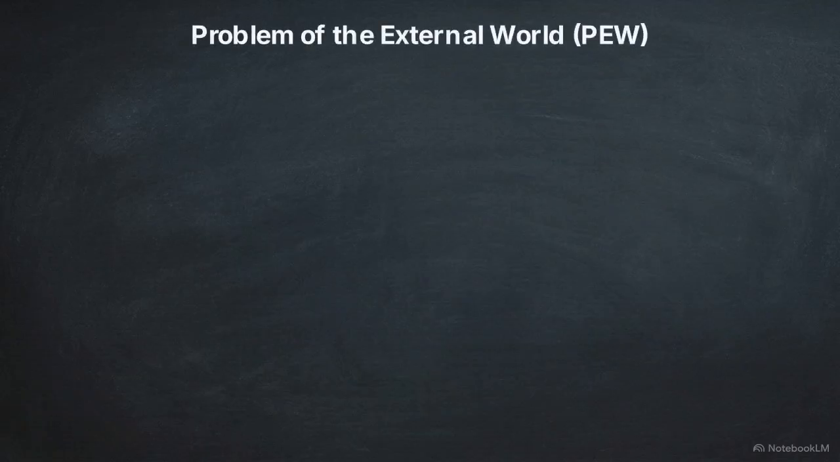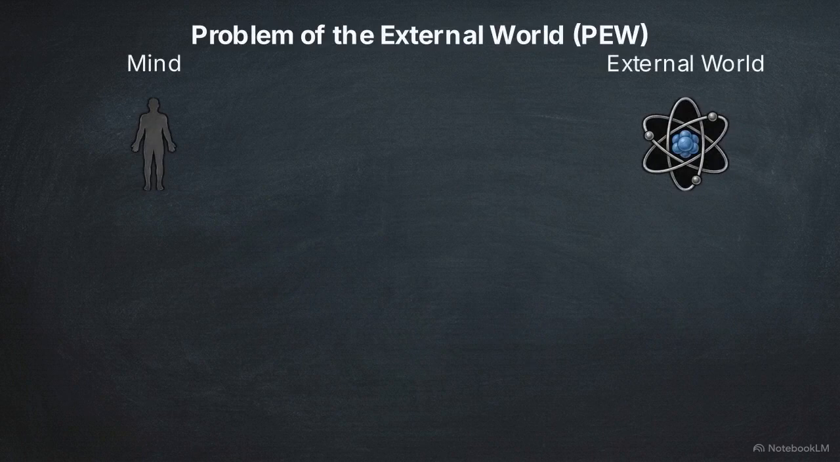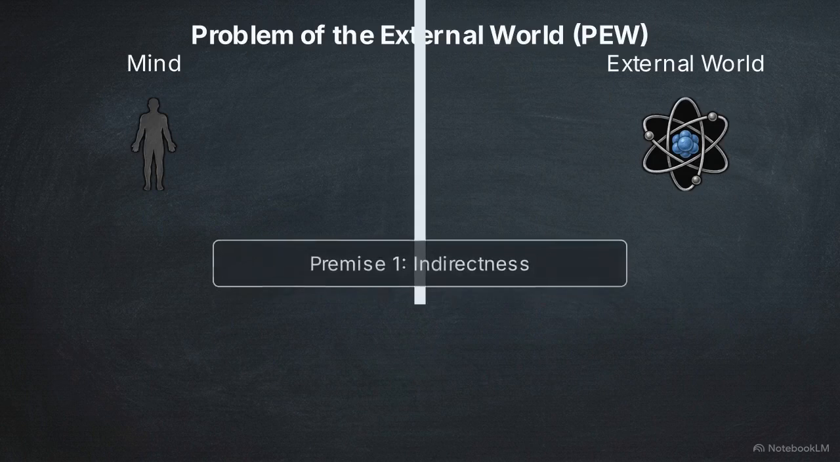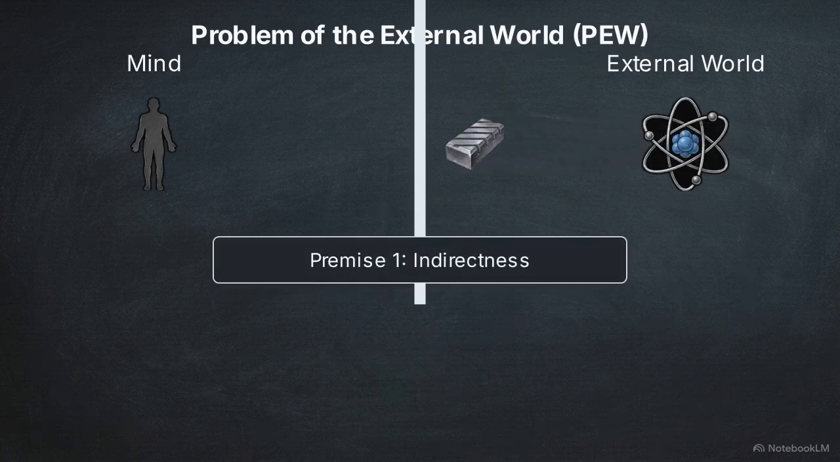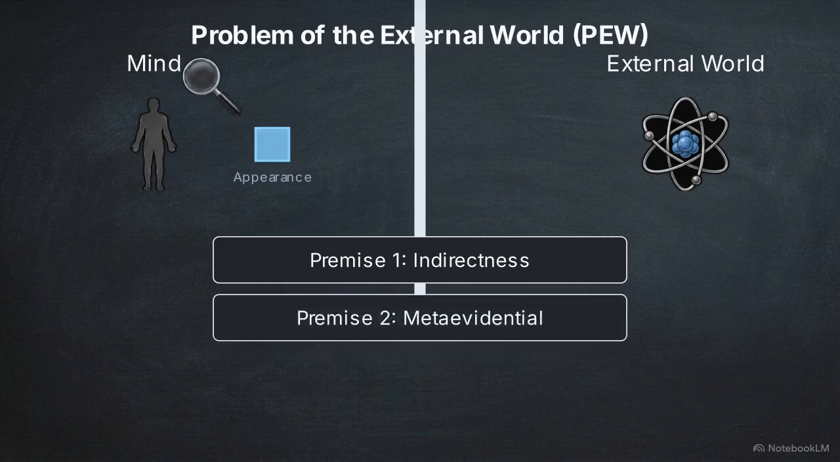This diagram illustrates a formal logical argument known as the problem of the external world, or PEW. PEW is a structured proof designed by skeptics to demonstrate that perceptual beliefs are unjustified. It begins with premise 1, the indirectness principle. This rule states that nothing is ever directly present to the mind except internal perceptual appearances. That leads to premise 2, the meta-evidential principle.